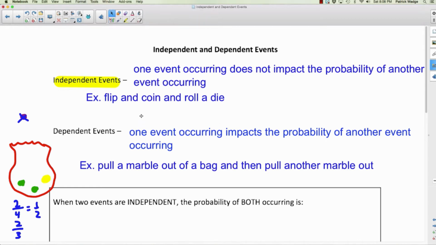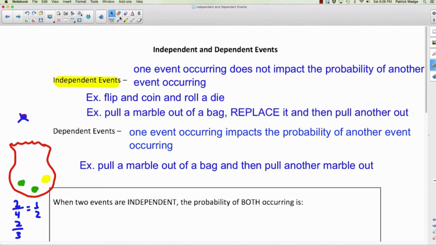But if I did the same thing and I replaced it, right, this is why I put this in big bold here, then it is an independent event. Because let's do this whole idea over again. If I started here and I wanted to know what the probability of green is, it would be exactly the same, 2 out of 4, right, just like it was before.